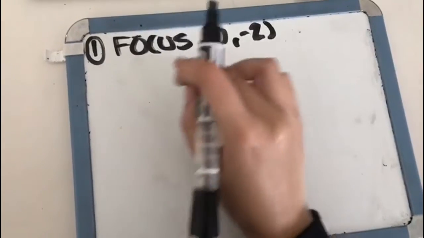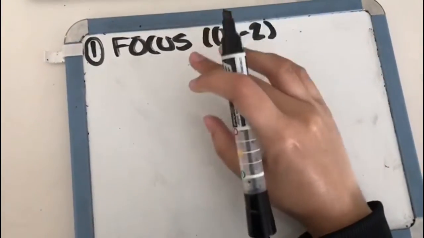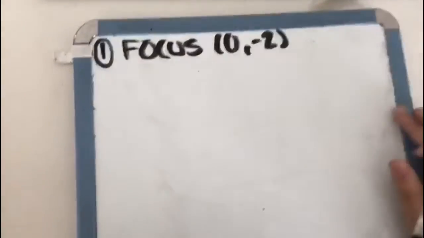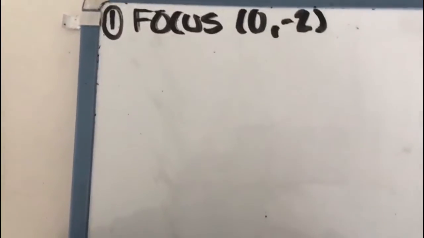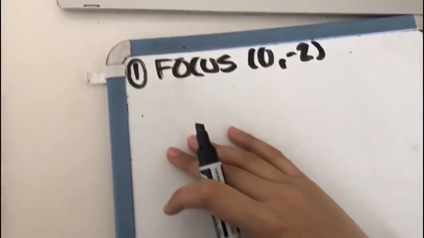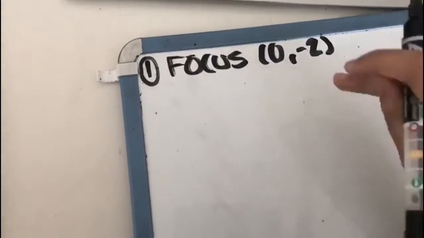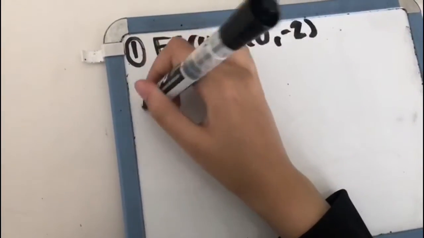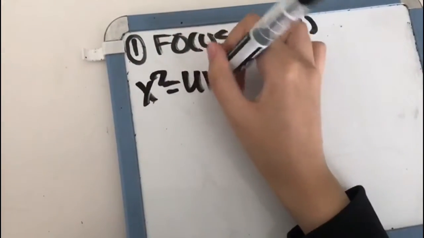Now focus means the fixed point. Sorry, it's a fixed point, but it's not on the line. It's just on the top, or wherever it is located, but it's not on the line. Just know that. Now the important thing for finding the vertical axis is putting the formula first in order to imagine how you are going to substitute it. So the formula for the vertical axis is x squared equals 4py.